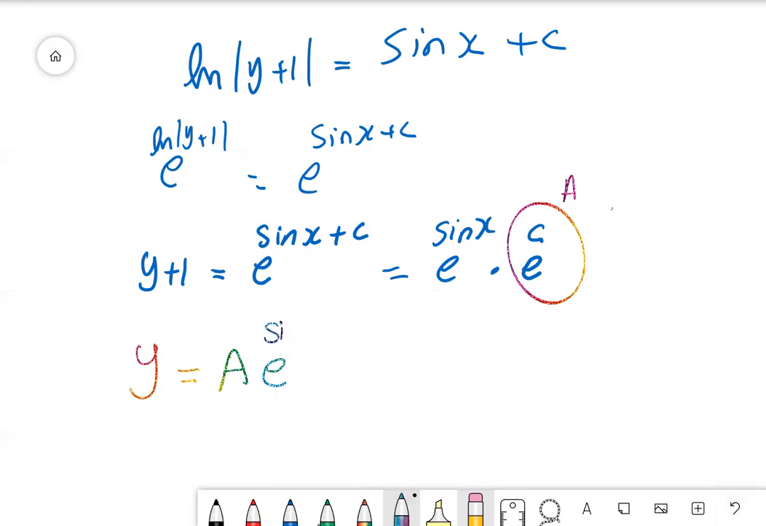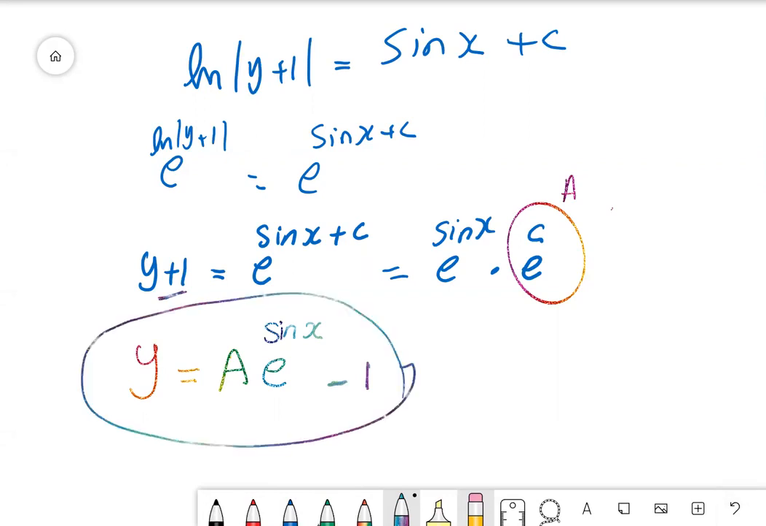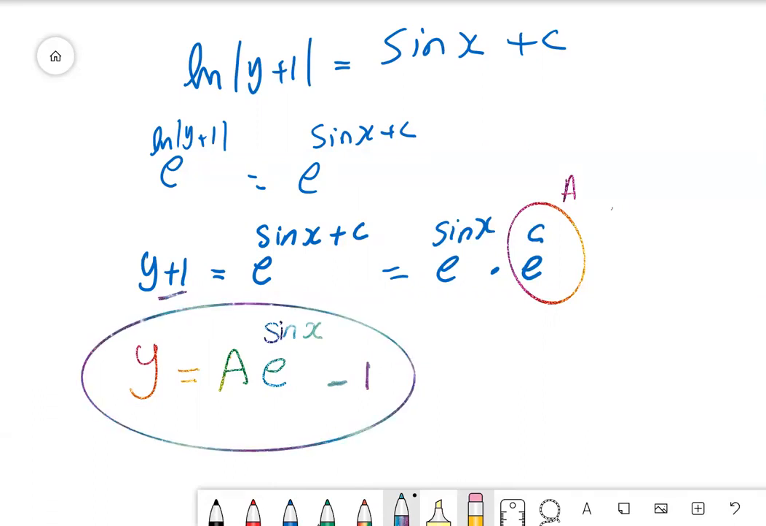Yeah. Okay. e to the power sine x minus 1 down there. So that was plus 1 here, so we'll move it to the other side. That's why it's minus 1. So this is the general solution.